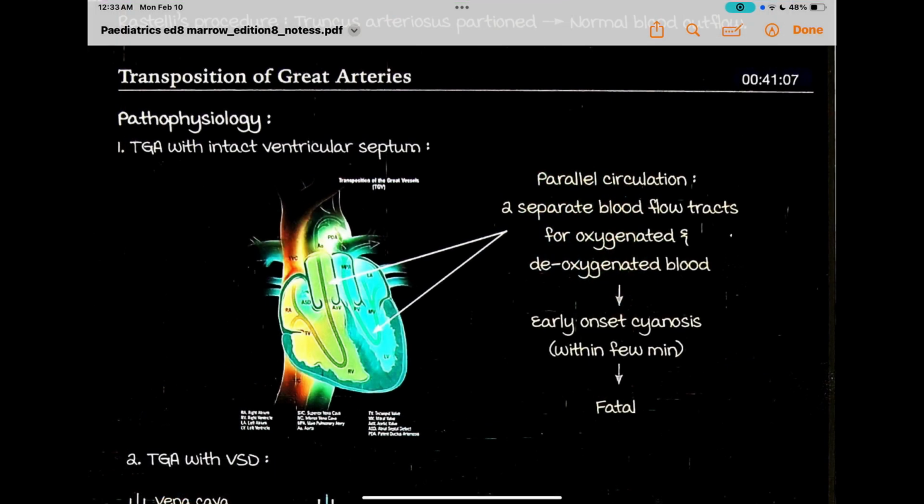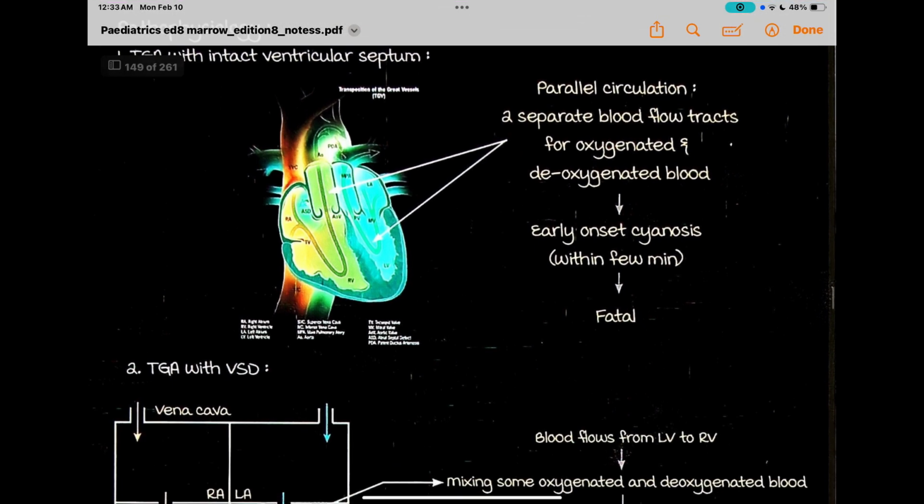Position of great arteries, physiology: transposition of great arteries with intact interventricular septum. So parallel circulation, two separate blood flow tracks for oxygenated and deoxygenated blood. Early onset cyanosis within a few minutes, fatal.